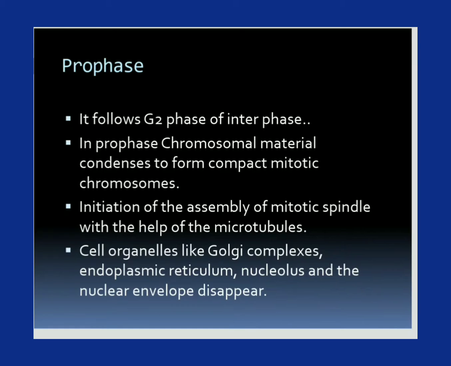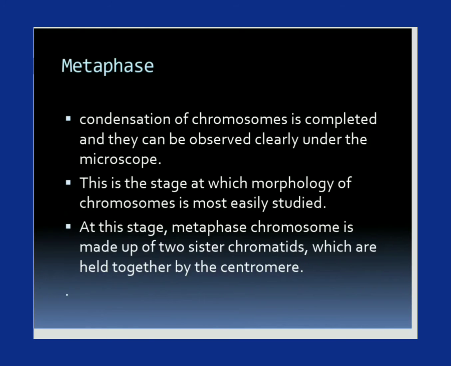In prophase, chromosomal material will condense, that is, the chromatin thread-like structure will condense to form the compact chromosome. Initiation of the assembly of the mitotic spindle with the help of microtubules takes place, and cell organelles like the Golgi apparatus, endoplasmic reticulum, nucleolus, and nuclear membrane will disappear.